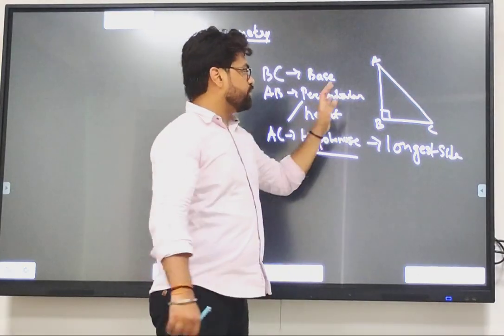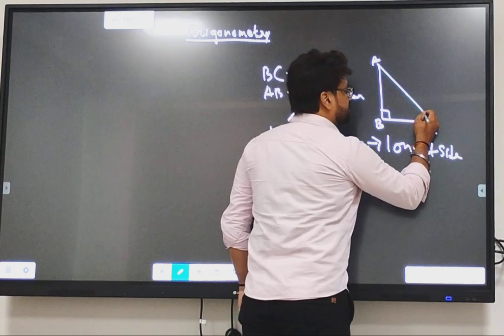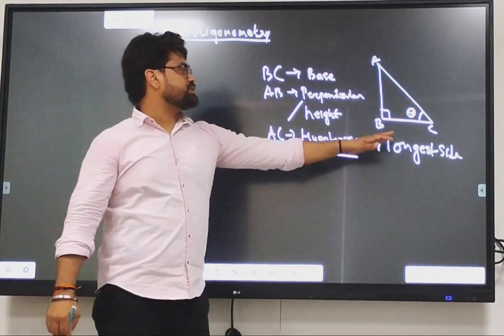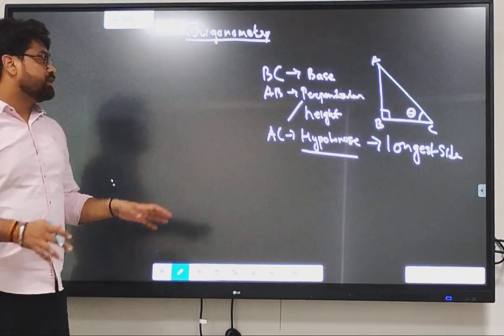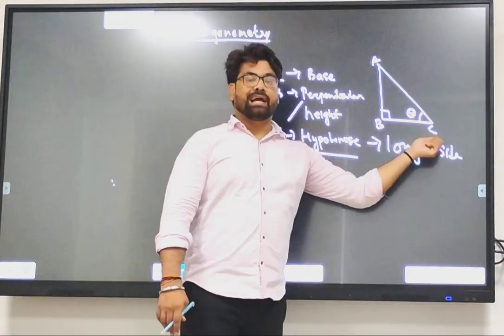So first of all, we have to mention some angles in the right angle triangle also. So let us name this angle C as theta. Okay, so this is the angle theta. So basically in trigonometry we will be studying about the relationship between the ratio of the sides and the angle.